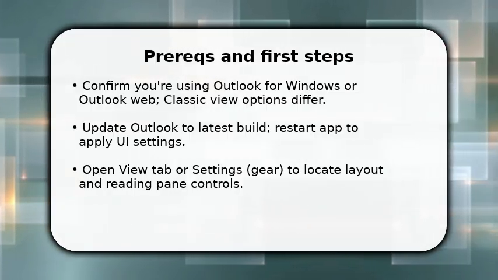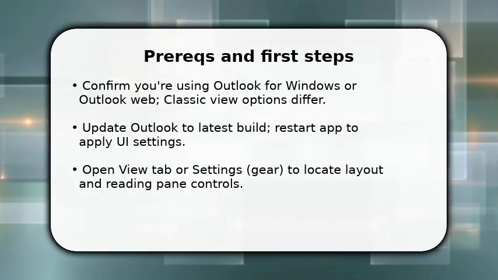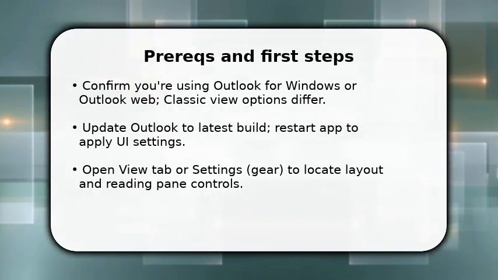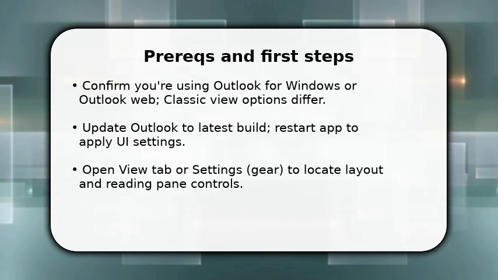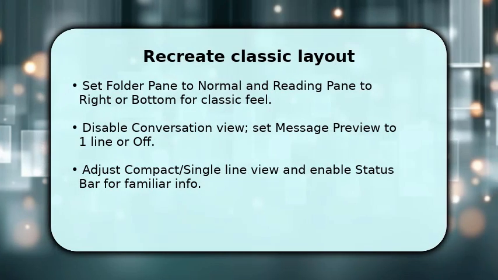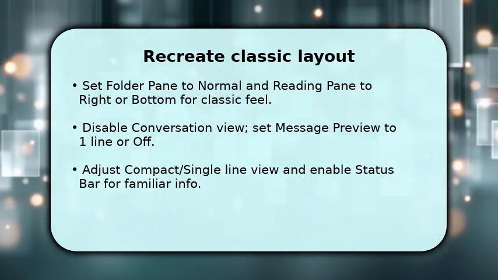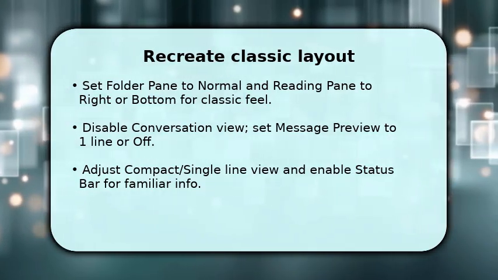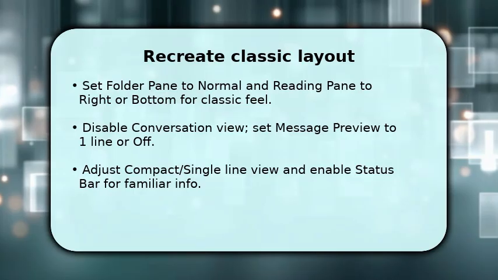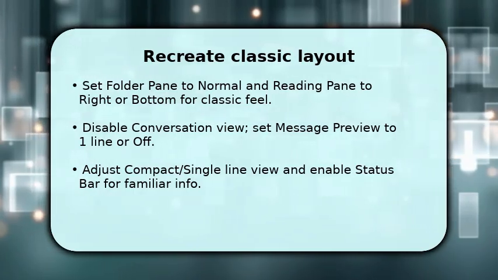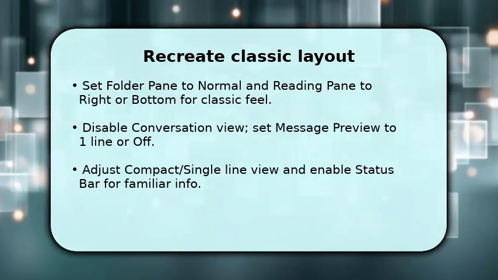Now that the controls are visible, you can switch layout elements. This prepares Outlook to accept the classic-like configuration we'll apply next. Now recreate the classic layout by adjusting core layout options. From View, set folder pane to normal and choose reading pane right or bottom. This mirrors old 3-column setups.